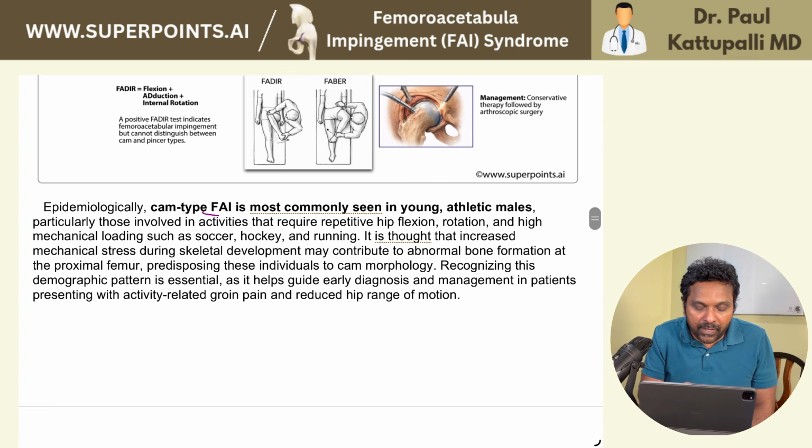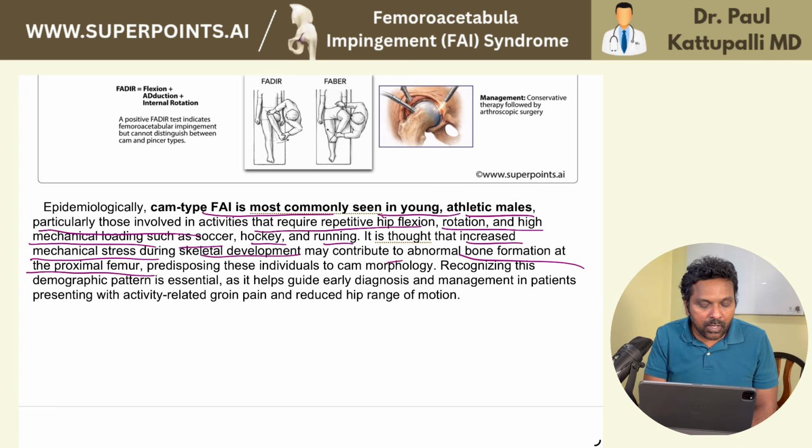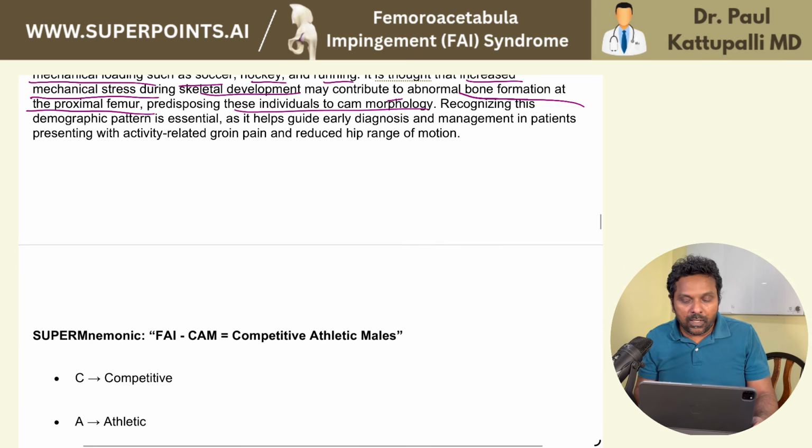Epidemiologically, CAM type FAI is most commonly seen in young athletic males, particularly those involved in activities that require repetitive hip flexion, rotation, and hip mechanical loading, such as soccer, hockey, and running. It is thought that increased mechanical stress during skeletal development may contribute to abnormal bone formation at the proximal femur, predisposing these individuals to CAM morphology. Recognizing this demographic pattern is essential as it helps guide early diagnosis and management in patients presenting with activity related groin pain and reduced hip range of motion.